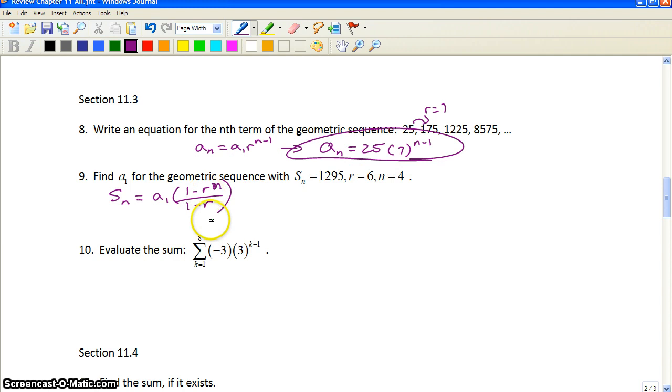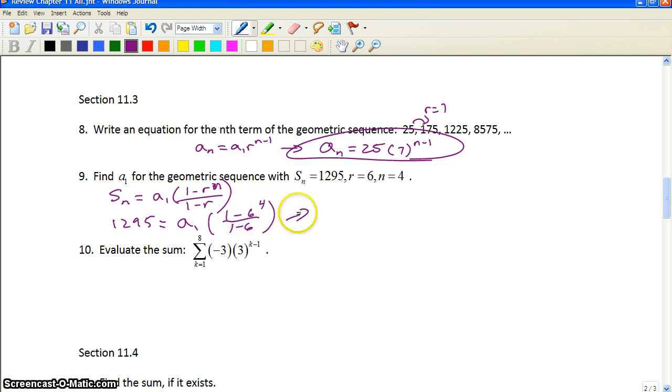We're given some other information. Thankfully, we're given the rate. We're given what S sub n is, so it's 1295 equals, we're not given a sub 1, that's okay. And we're given 1 minus r, with r being 6, and then n being 4. So we're going to put that in, and then 1 minus 6.